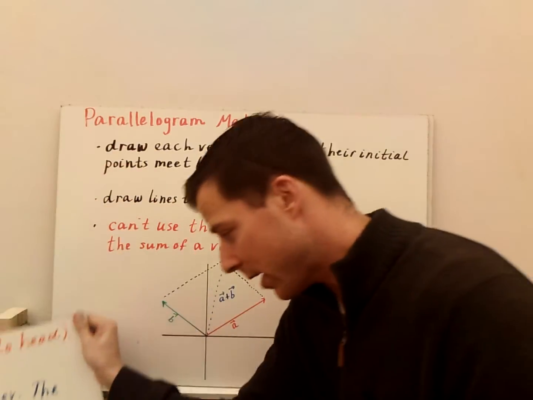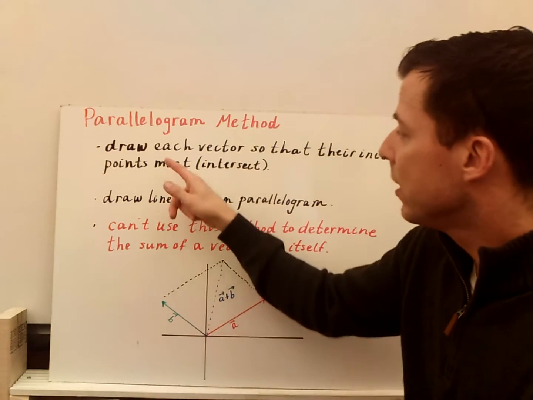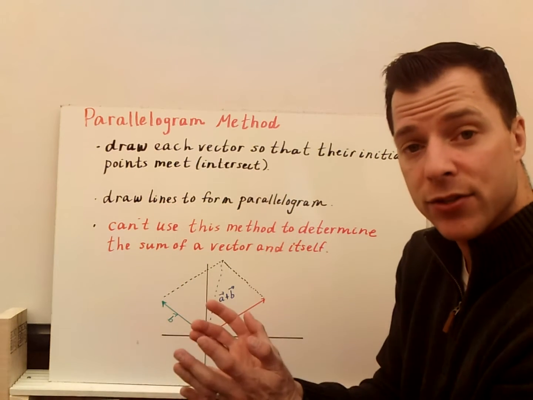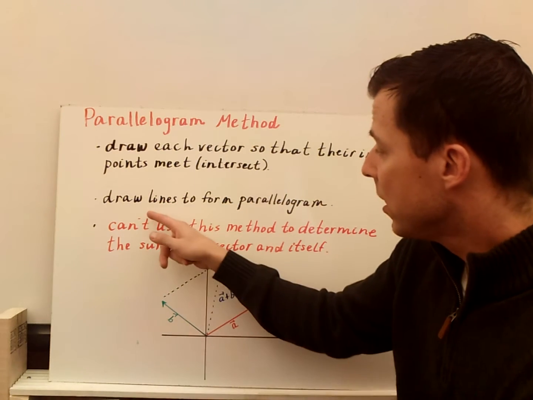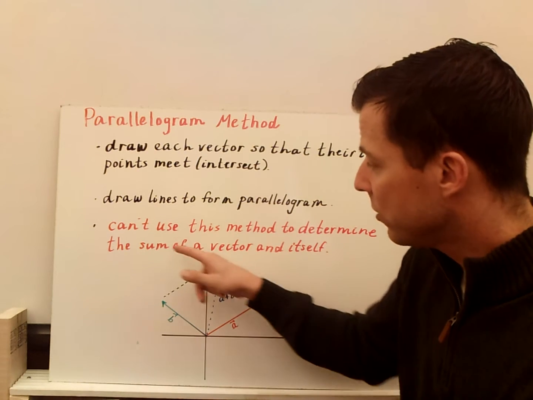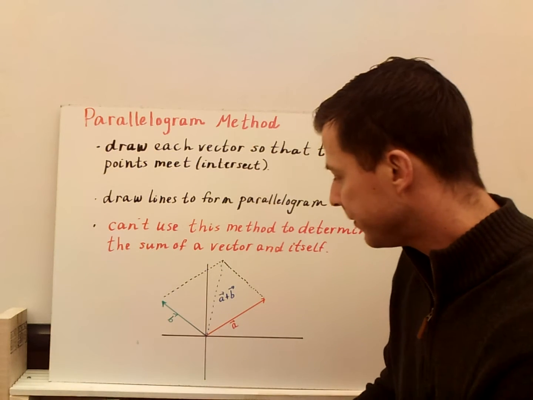So the parallelogram method uses the triangle method. It's really the same concept. You draw each vector so their initial points meet, so their tails are going to intersect. Okay, you draw the lines to form a parallelogram, and I'll show you how to do that. You can't use this method to determine the sum of a vector and itself.